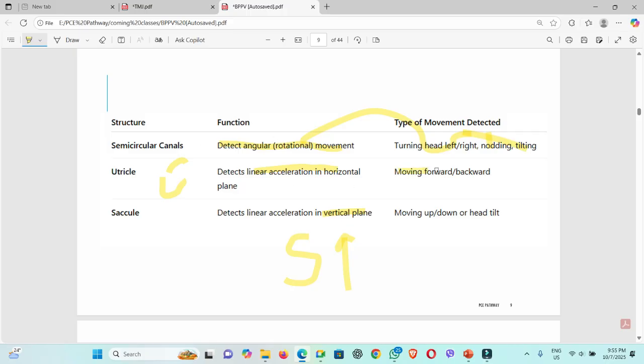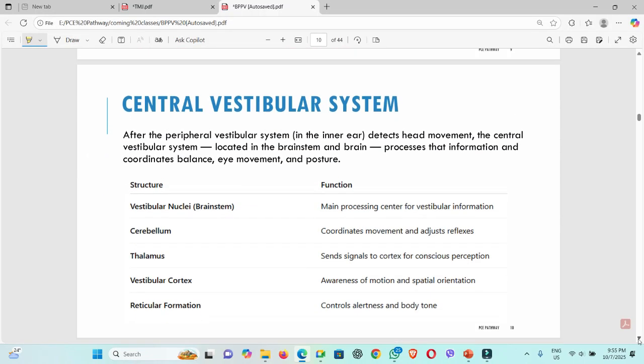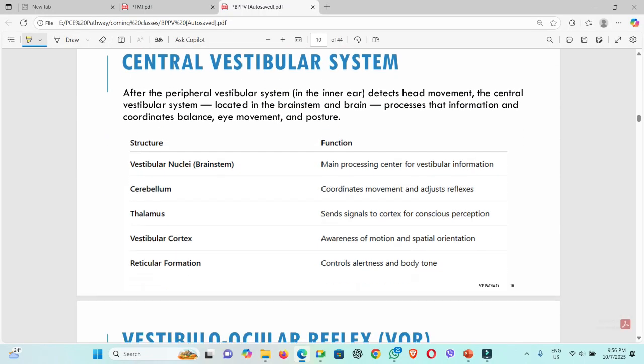The utricle detects moving forward and backward, and that information would be sent to the central nervous system. The saccule, moving up, down, or head tilting, will be sensed by the saccule and sent to the central nervous system. We'll talk about the central nervous system very briefly, no need to remember anything.